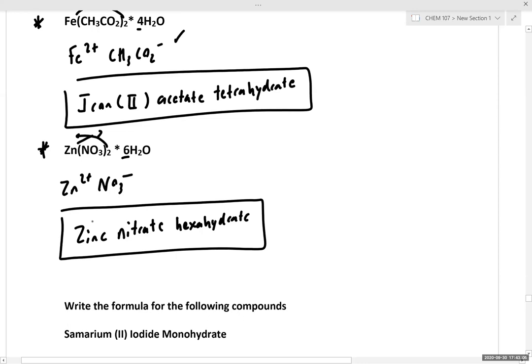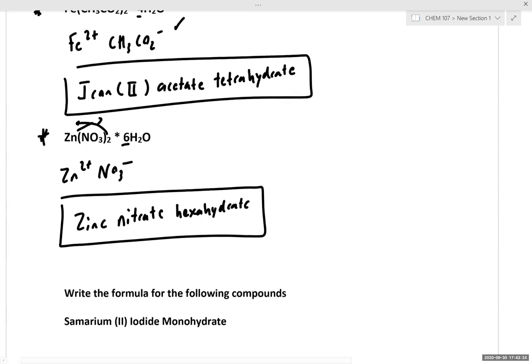So yeah, we name our metal, which is zinc. Our polyatomic ion is nitrate. We have 6 water molecules, so we use the prefix hexa. It's a hydrate, so we end with hydrate. Does that make sense? Perfect.